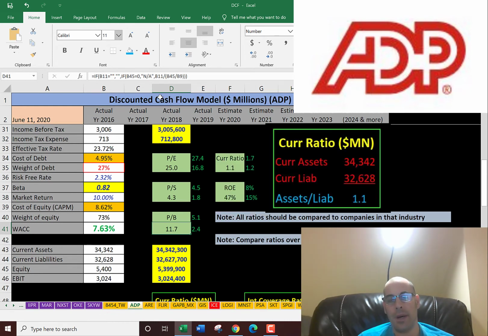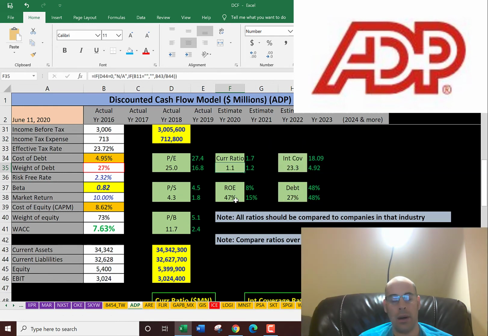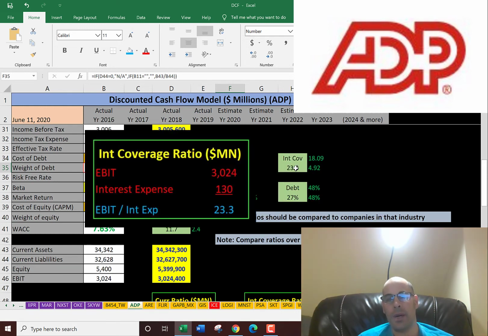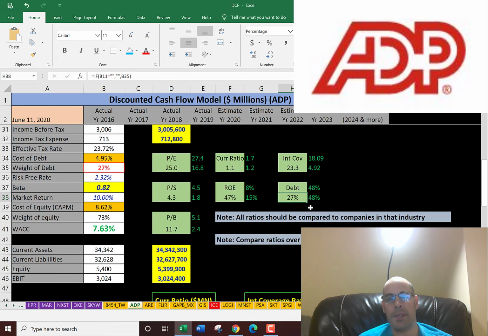Current ratio is fine. It's above 1, so they can cover their current liabilities. A great ROE of 47%. That's income over equity. So they're providing their equity holders a good value. Interest coverage of 23.3, so they can easily cover their interest payments. And debt of only 27%. So the ratios are mediocre, and the stock price, I value it at pretty much what they're trading at.